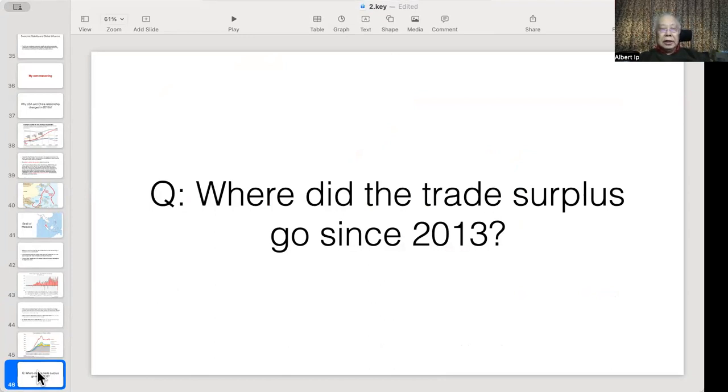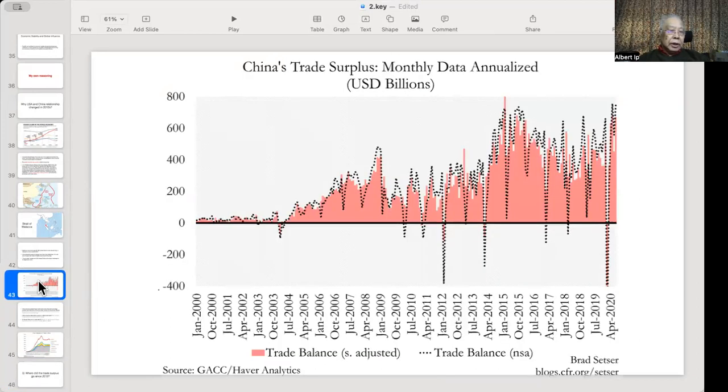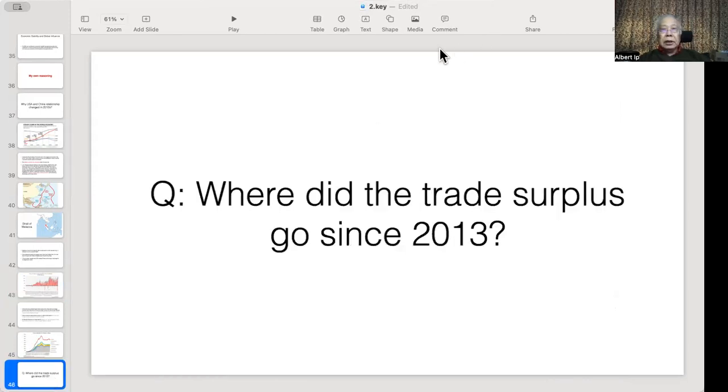Of course, my answer is Belt and Road. Belt and Road Initiative is the investment of the trade surplus in other countries in order to make long-term investment and probably help other countries as well. Okay, that is my presentation, and then I will open up for questions.